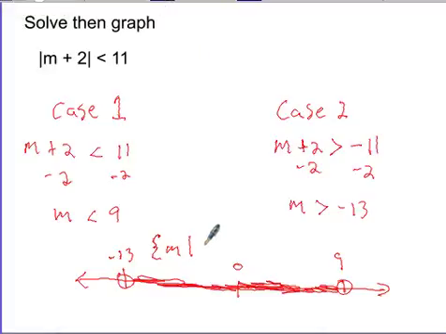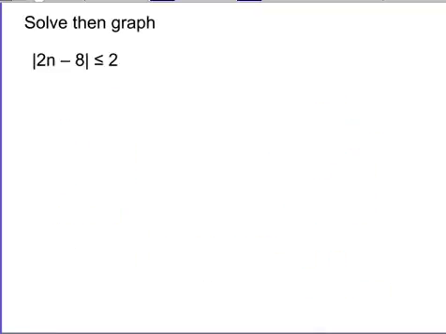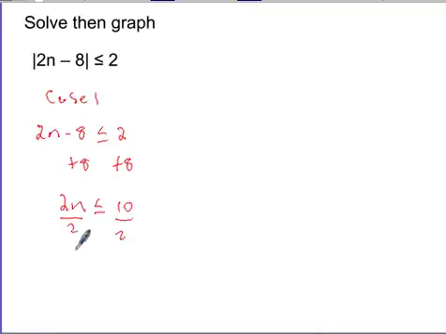Set of all values for m such that negative 13 is less than m and m is less than 9. So we have case 1. 2n minus 8 is less than or equal to 2. Add 8, so 2n is less than or equal to 10. Divide by 2, so n is less than or equal to 5.